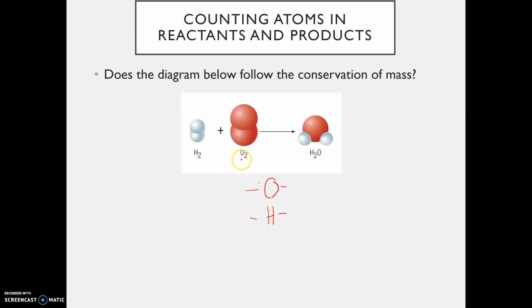On this side, we can see oxygen, there are 2 of them. On this side, there's only 1 oxygen. On the left side, there are 2 hydrogens, and on the right side, there are 2 hydrogens. Now our hydrogens have been conserved, but our oxygens have not. So at this moment, this diagram does not follow the conservation of mass.